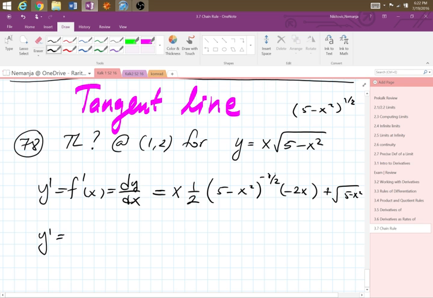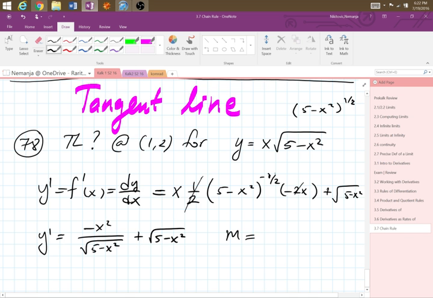The derivative y prime is equal to, 1/2 and 2 will cancel. So you have negative x squared divided by the square root of 5 minus x squared plus the square root of 5 minus x squared. Now this could be rationalized and factored further, but we don't need to because to find the slope, we're just going to compute that at 1.